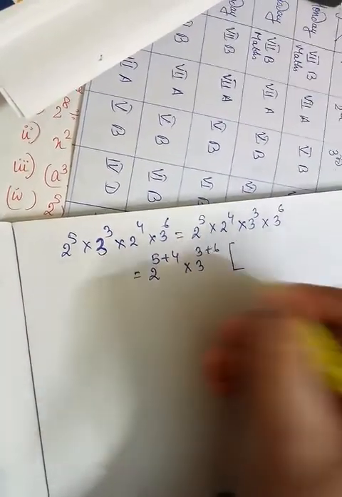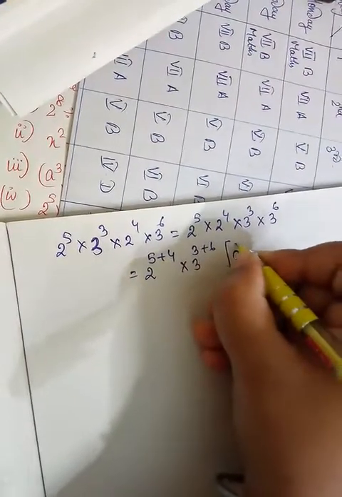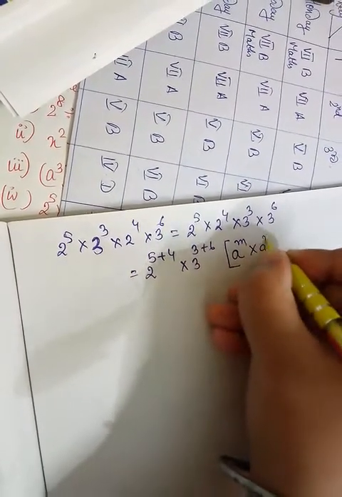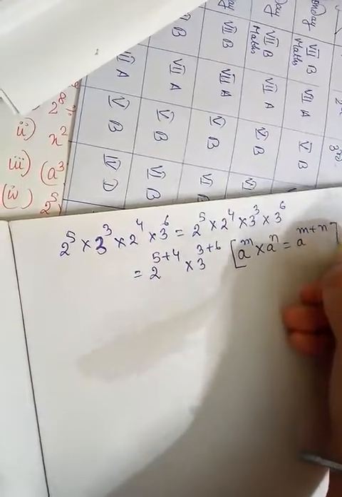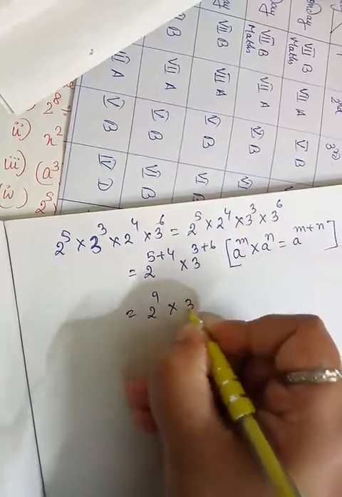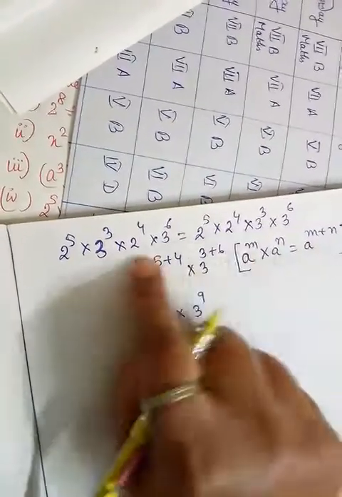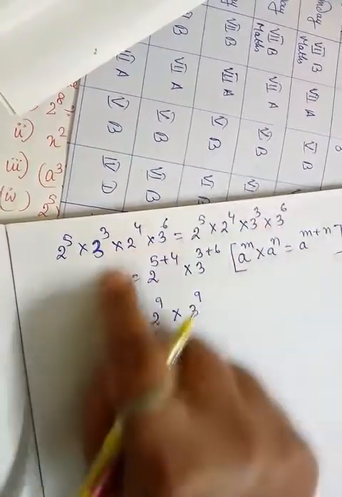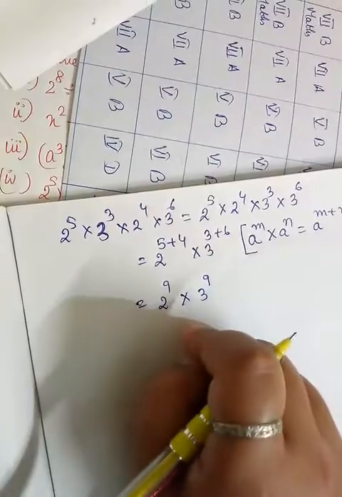Again you will write the reason. What is the reason? You are using the product rule. So we will write a to the power m into a to the power n is equals to a to the power m plus n. You will write it. Then you will write 2 to the power 9 into 3 to the power 9, and then you will expand. You will not just directly expand. You will do this as per the laws, and then you will expand.